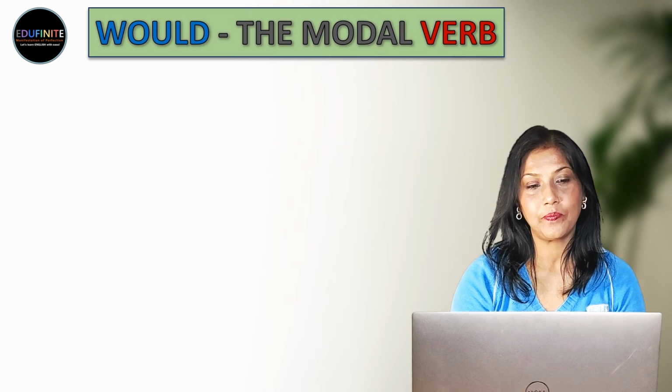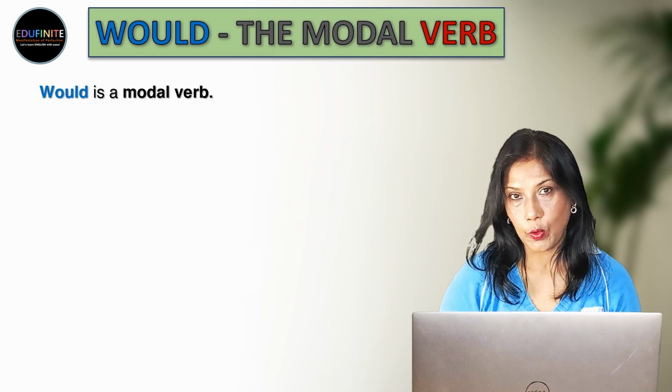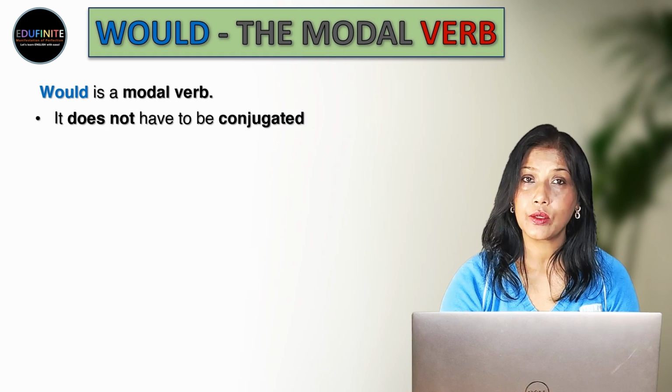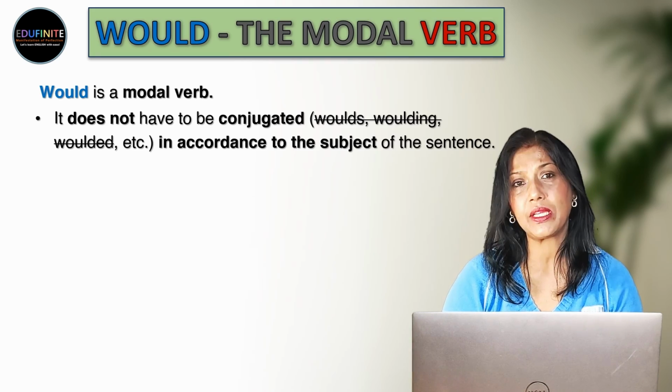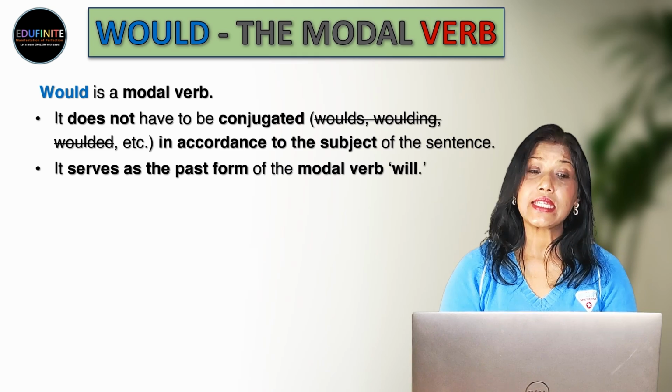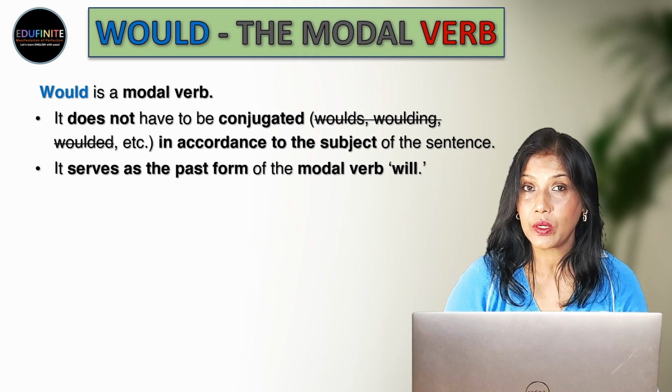Would, the modal verb. Now, would is a modal verb, as you know, and since it's a modal verb, it does not have to be conjugated in accordance with the subject in a sentence. That means whether the subject is first person or second person, singular or plural, and whether the sentence is in past tense or present tense, would will not change. It will not become woods or wooded or wooding. It will remain would because it's a modal verb. Modal verbs don't change their form, that is, they are not conjugated. Now, it serves as a past form of the modal verb will.